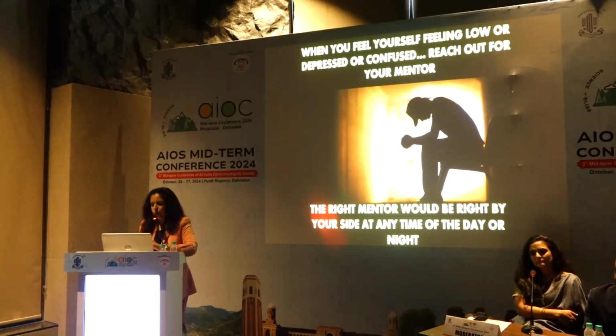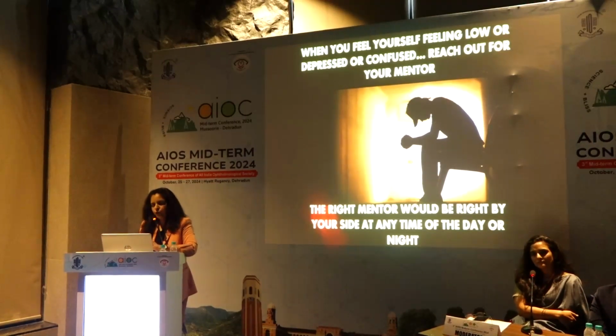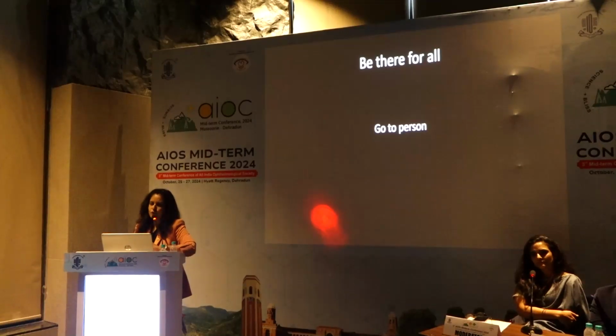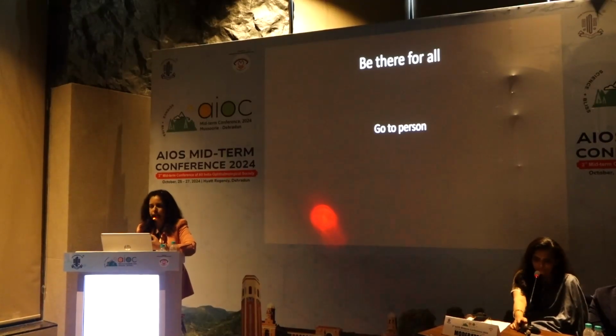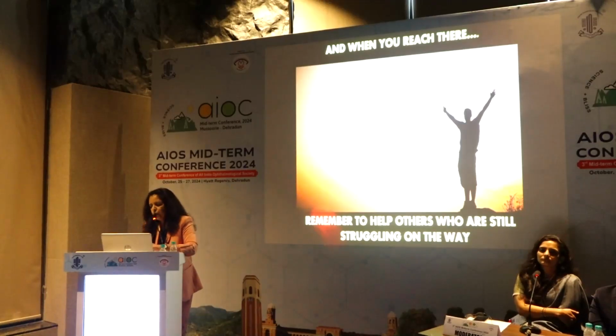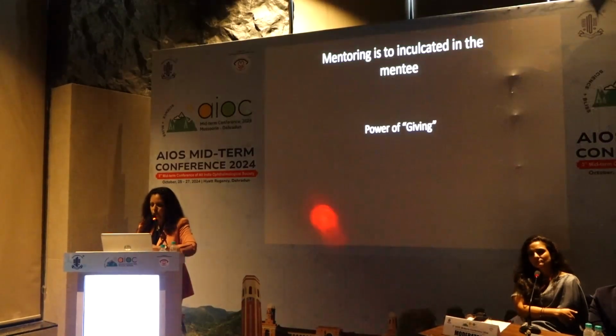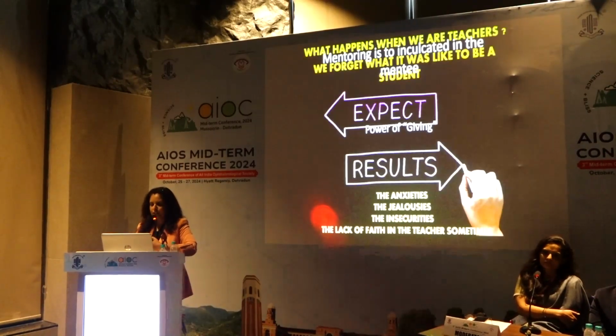The right mentor, when you are feeling low or depressed or confused, you reach out for your mentor or reach out to your mentee. So you have to be there for all, and you have to be the go-to person. You may be a mentor professionally, but that mentee may be having personal challenges also which are interfering with professional growth, and there also you have to give your advice in a subtle way to help them reach where they want to reach. And when you reach there, remember to help others who are still struggling on the way. So it is your duty as a mentor to inculcate in the mentee that if they have reached there, they have to be giving it back to the mentees that they have. So it has to become a cycle.